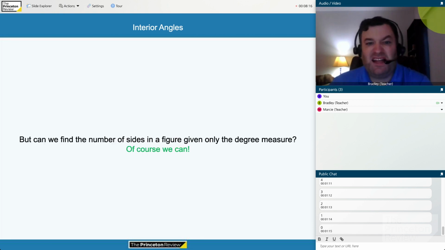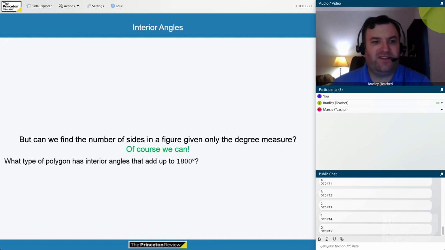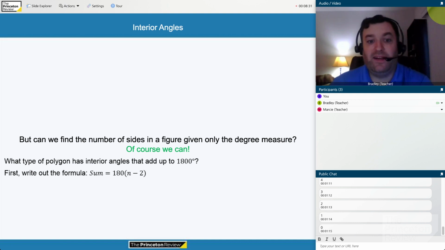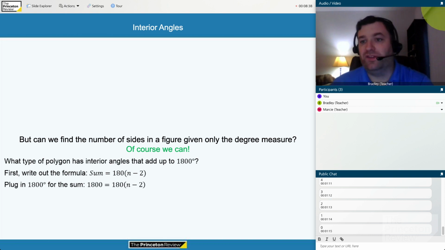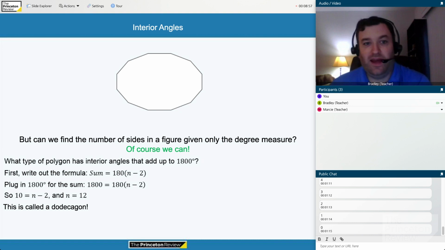But can we find the number of sides given only the degree measure? Absolutely. We would be doing the same thing, just backwards, right? So if we were looking for what type of polygon has interior angles that add up to 1800 degrees, we would just plug in 1800 for our sum in this formula to get that 1800 equals 180 times the quantity n minus 2. Then we can just divide both sides by 180 to find that 10 is n minus 2, or n is 12. So a 12-sided figure, just as a heads up, a little bit of semi-useless trivia for you, is called a dodecagon, and looks awfully close to a circle at this point.